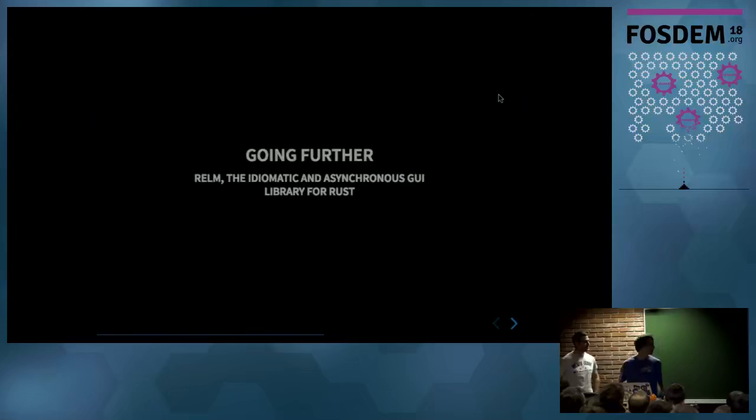So, as Guillaume said, Relm is an abstraction over gtk-rs, which provides a more idiomatic way to create desktop applications in Rust, and it is based on gtk-rs, and it also provides some support for asynchronous programming.